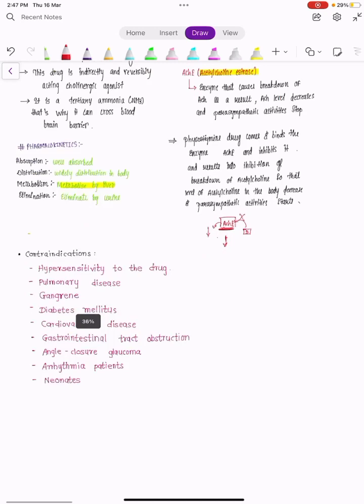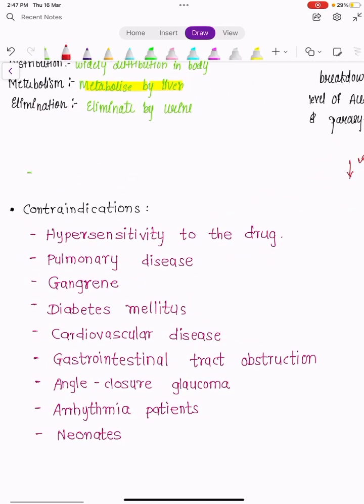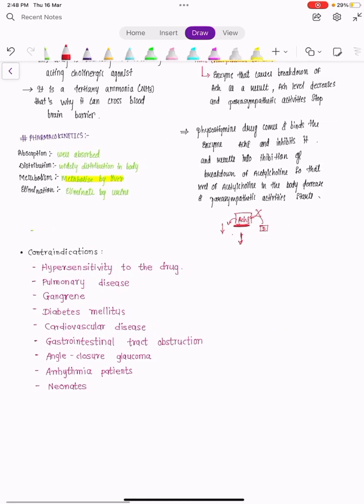Moving forward to contraindications of physostigmine: hypersensitivity to the drug, pulmonary diseases, gangrene, diabetes mellitus, cardiovascular diseases, gastrointestinal tract obstructions, angle closure glaucoma, and neonates.